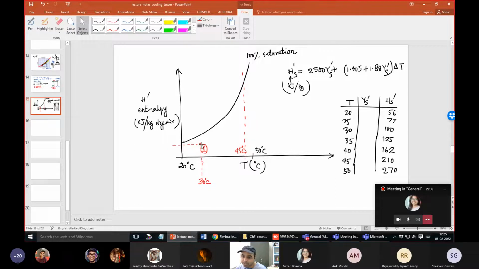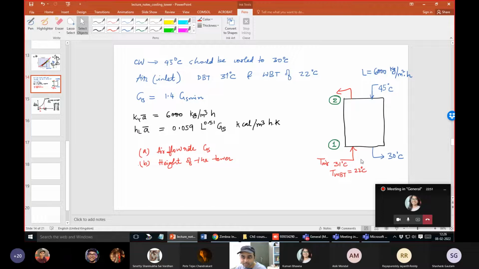Now to locate a point, I also need the y-axis information, isn't it? For point 1, the enthalpy information corresponds to the air at the inlet condition. Now we have to find the enthalpy of the air at the inlet. How can you find it? These two pieces of information are provided, the dry bulb and the wet bulb. Based on that, you use your psychometric chart and get the enthalpy values.